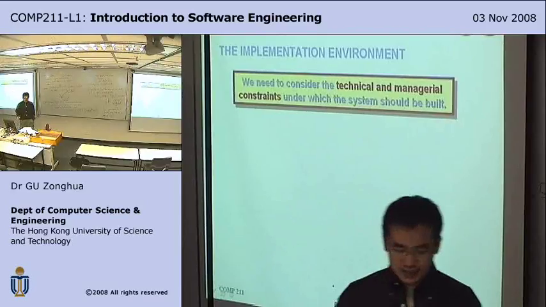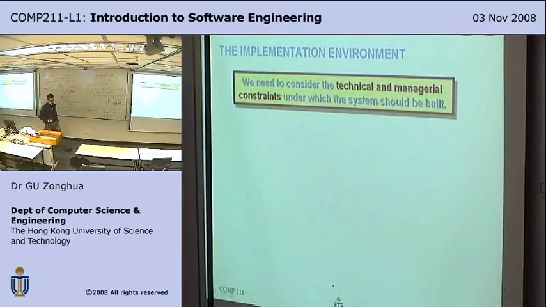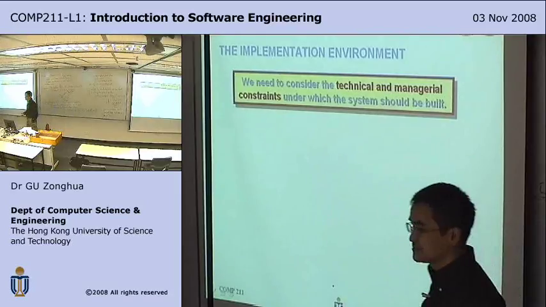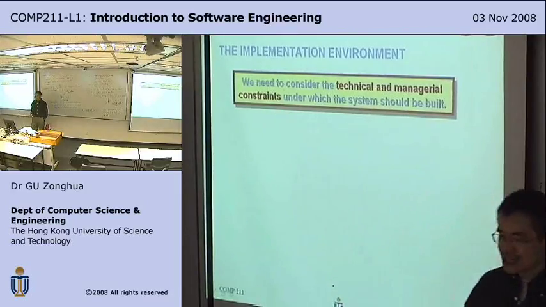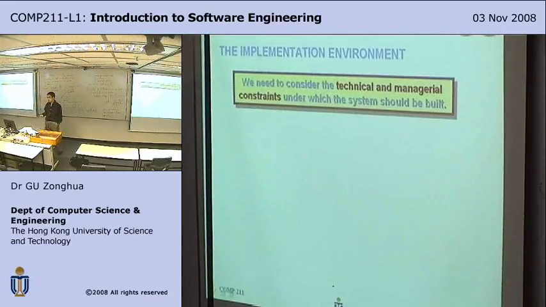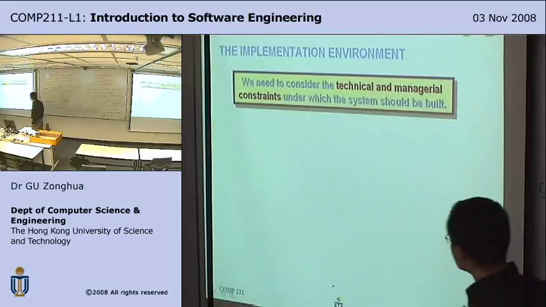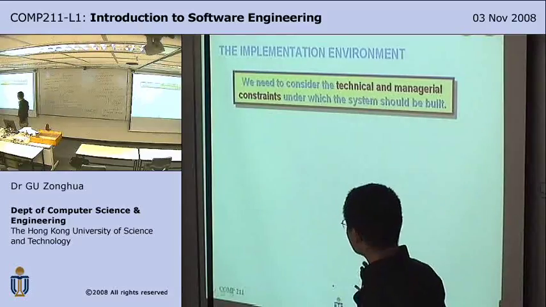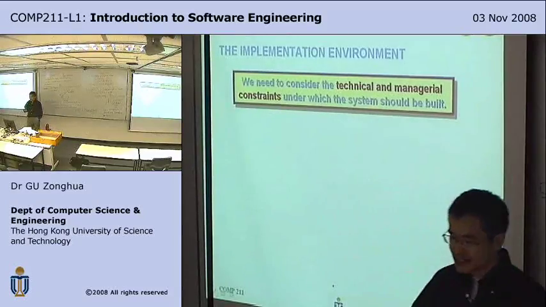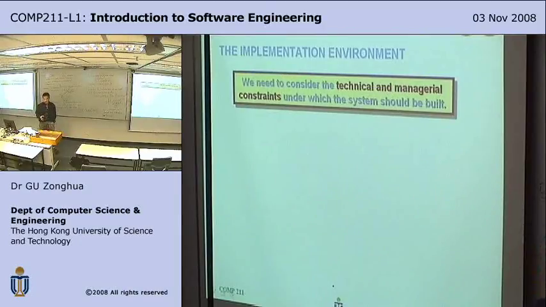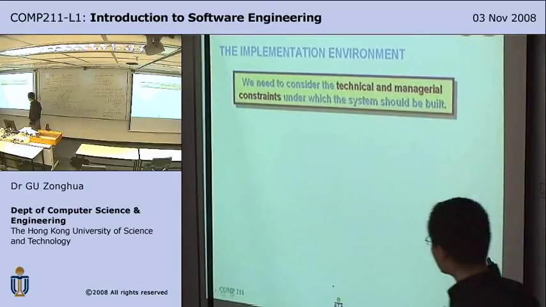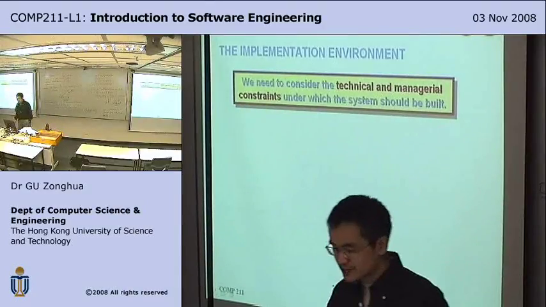Technical meaning that you're designing a game for a cell phone. A cell phone cannot use a Pentium. It uses a slower, cheaper processor because the Pentium is too expensive and too power consuming. So you need to consider that constraint when you're designing your software. It shouldn't be overly complex. And managerial constraints refer to cost and budget.